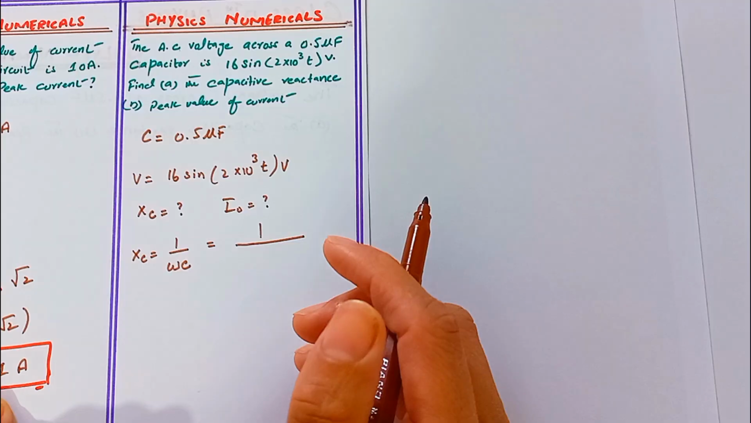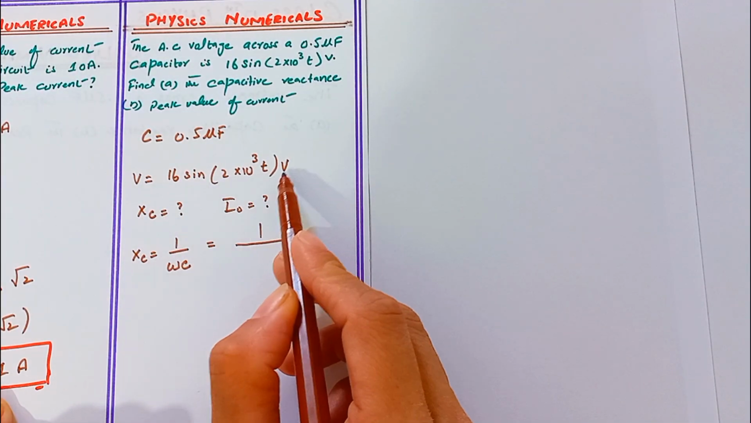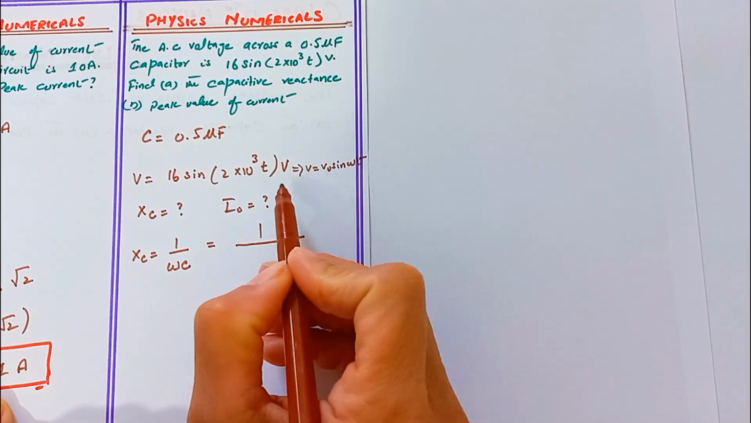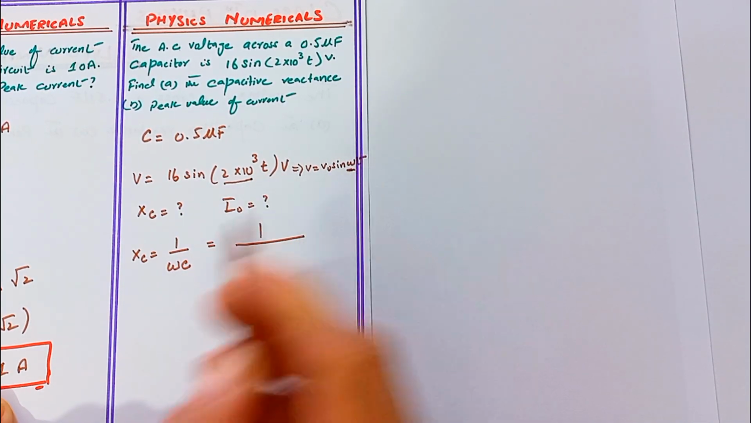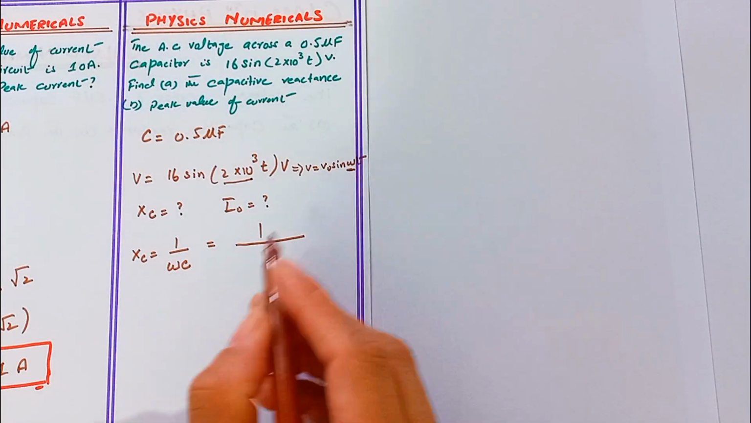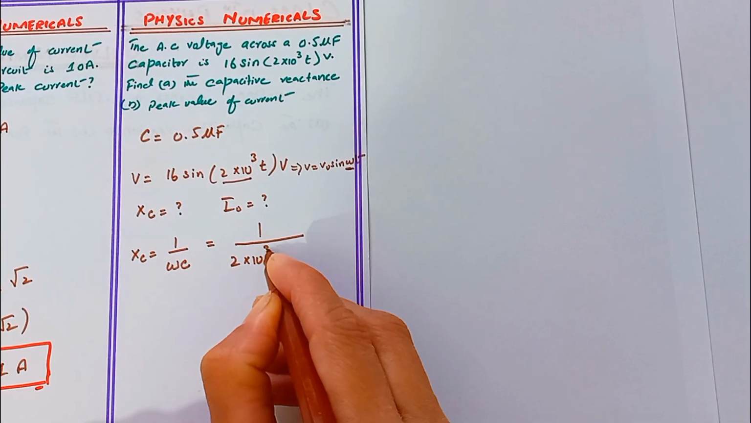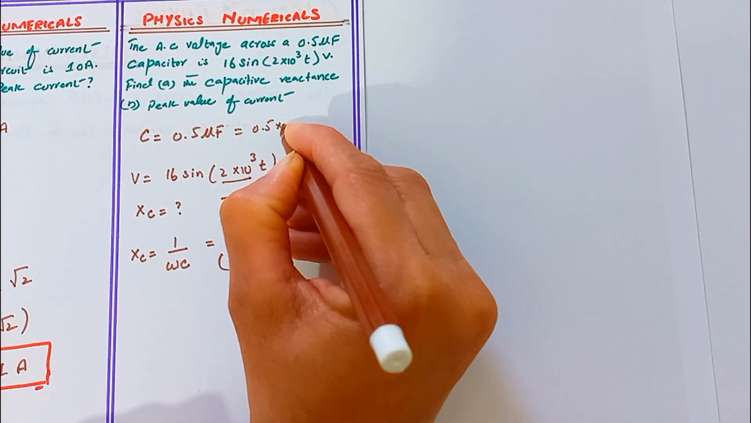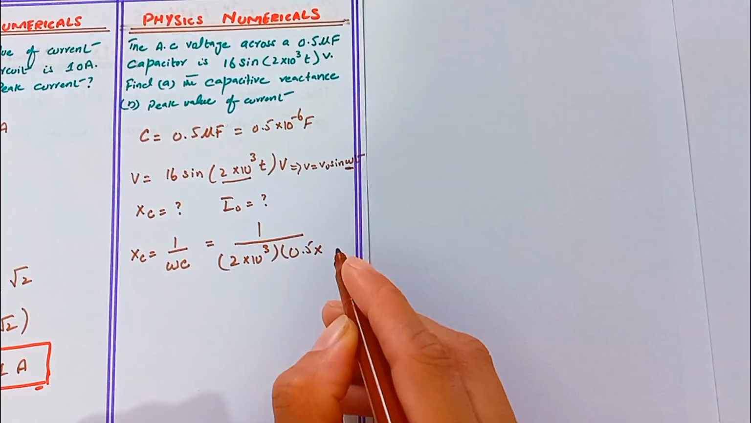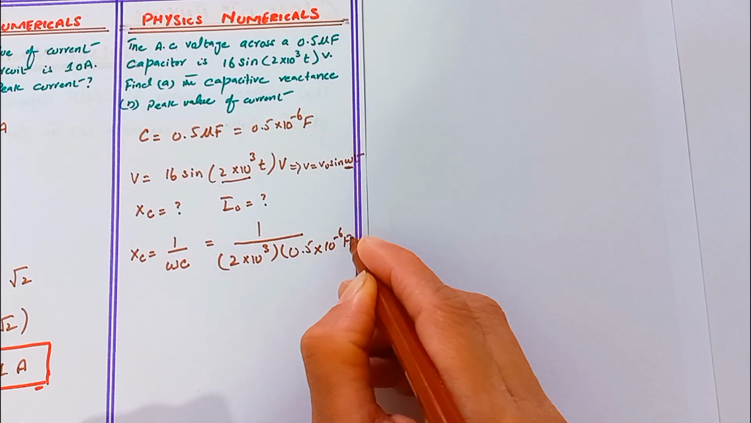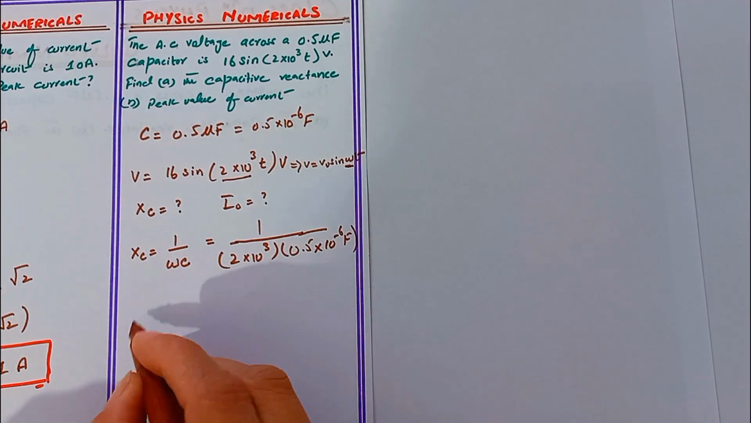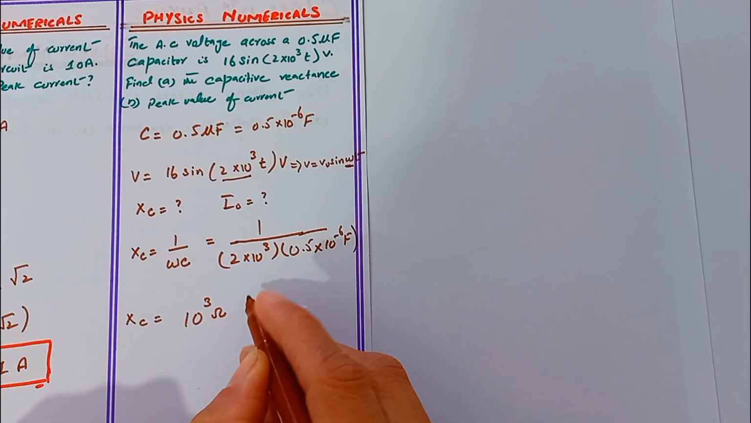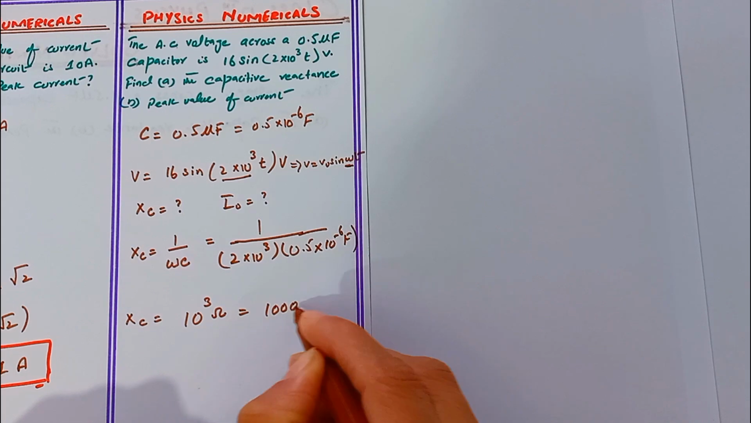Here we find omega from the applied voltage. We compare this equation with V equal to V naught sine of omega t. If we compare these two equations, omega t equals 2 into 10 to the power 3 t, so omega equals 2 into 10 to the power 3. And C is given as 0.5 microfarad, and we know that microfarad is 10 to the power minus 6 farad, so C equals 0.5 into 10 to the power minus 6 farad. If we use the calculator, we find the capacitive reactance is equal to 10 to the power 3 ohm, which is also written as 1000 ohm.